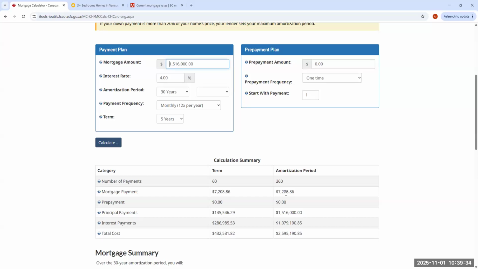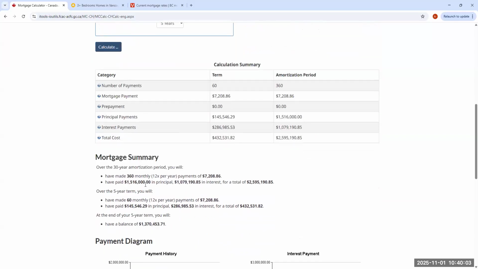With that payment over the 30 years, we're gonna pay principal of $1,516,000, and we're gonna pay interest of $1,079,190. So in total, we're gonna pay $2,595,090. This is if we stay with this scenario.